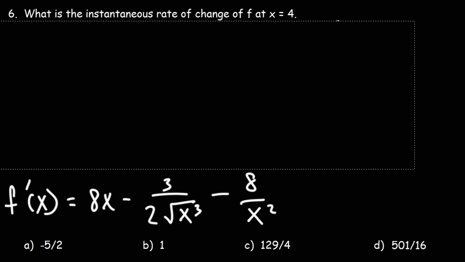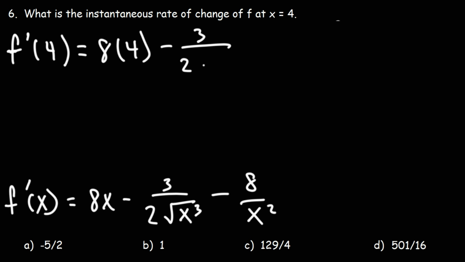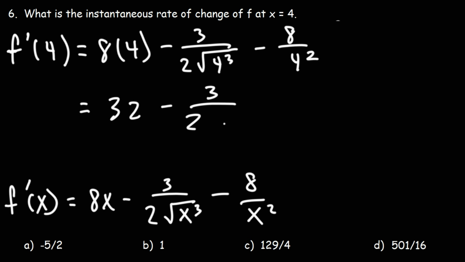So now we could find the instantaneous rate of change, or the slope of the tangent line, at x equals 4. And that's going to equal f prime of 4. So let's plug in 4 into this expression. So it's going to be 8 times 4 minus 3 over 2 times the square root of 4 to the third minus 8 over 4 squared. 8 times 4 is 32. 4 to the third, 4 times 4 is 16, times 4, that's 64. 4 squared is 16.